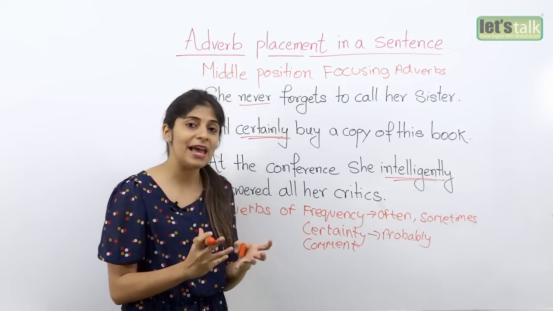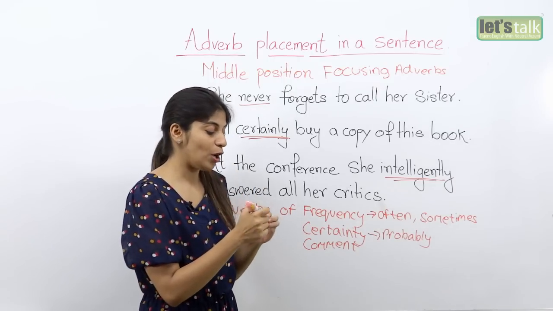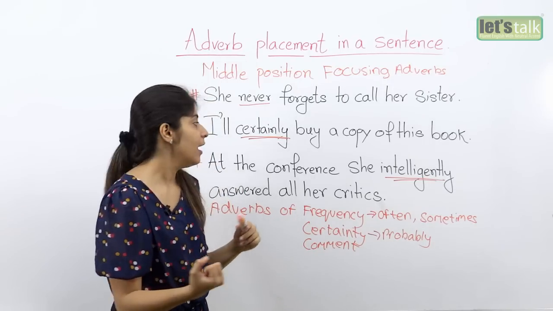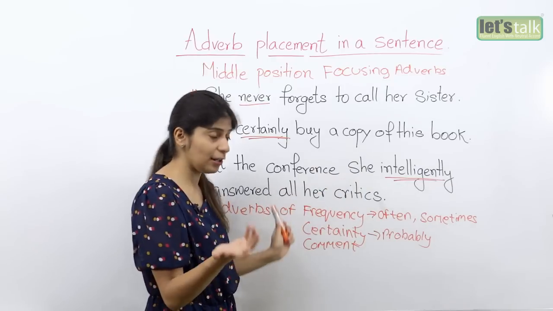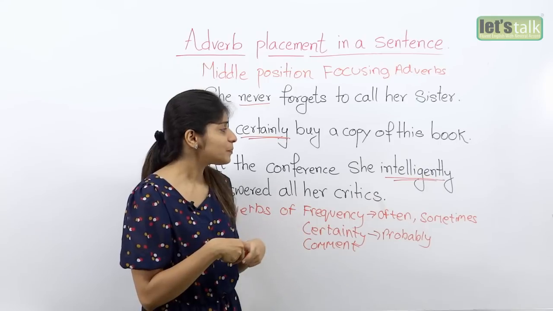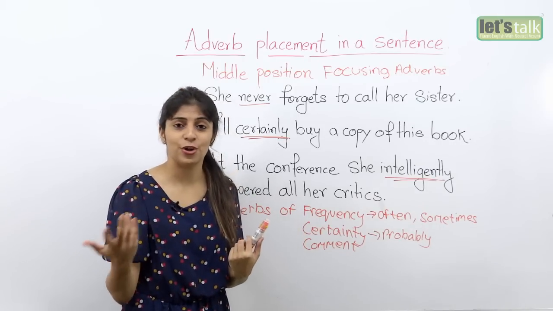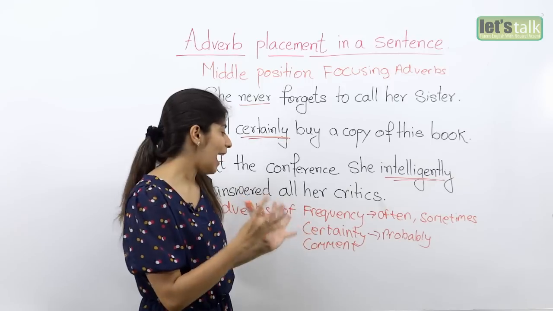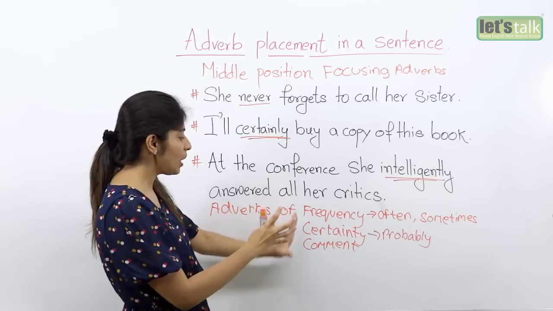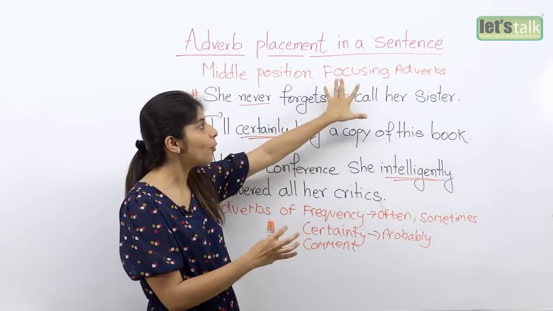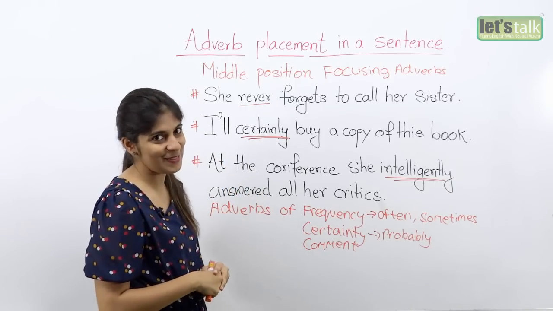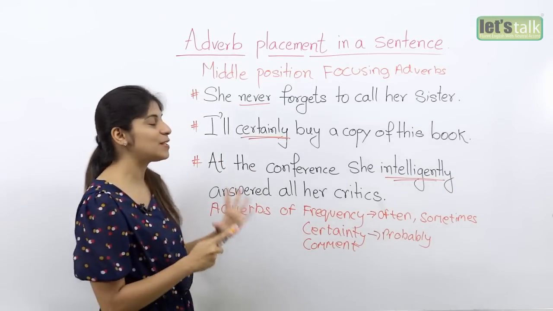Now, adverb of comment means when you want to talk about a quality. So, for example, she intelligently, or she stupidly, or she smartly answered all the questions. These are all adverbs of comment. And these kinds of adverbs are the focusing adverbs that come in the middle of a sentence. So that's the middle position for you.